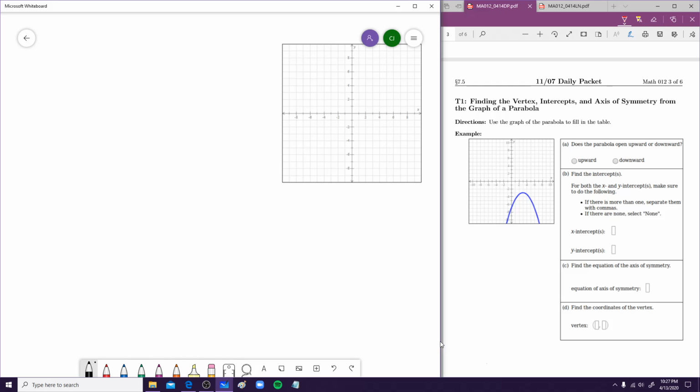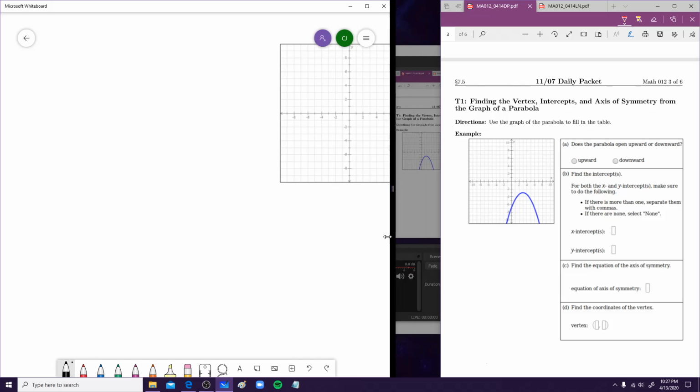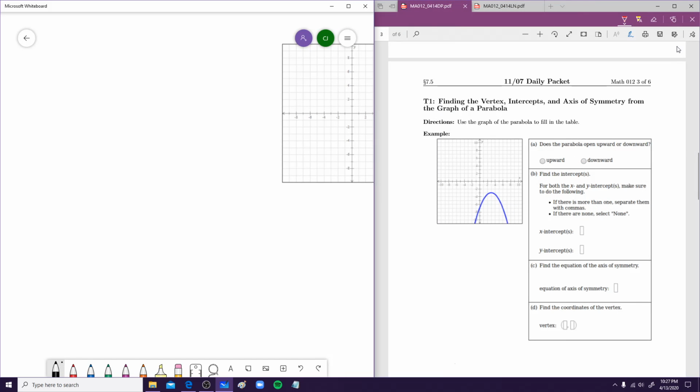So before we talk about the section 7.5 notes, I do want to do a couple of topics first to get us warmed up. The very first topic: we're going to find the vertex, intercepts, and axis of symmetry from the graph of a parabola. Let me make this a little bigger because I'm going to write the notes on here. We're going to use the graph of the parabola to fill the table. This is exactly like Alex. So we're just going to look at the graph. The graph is right there.